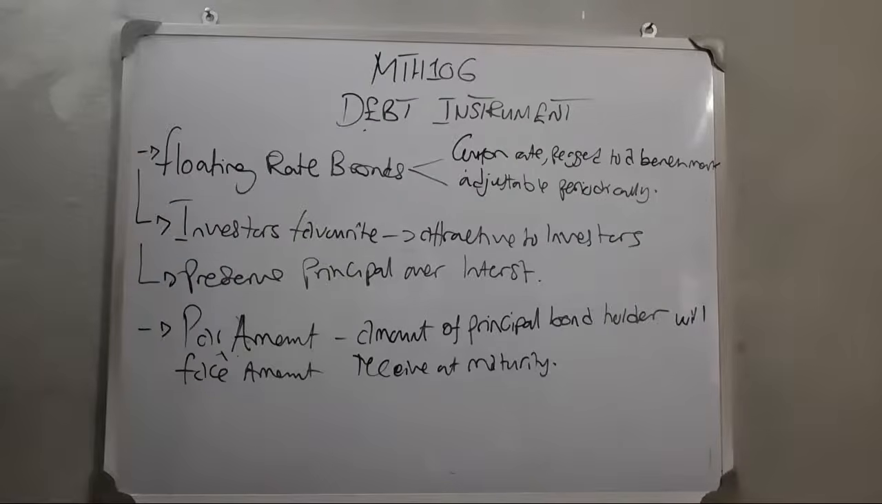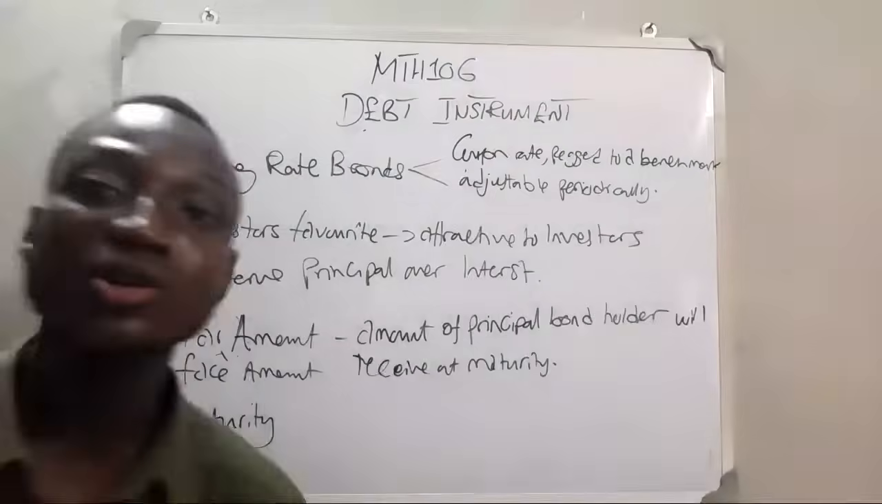Now we have maturity. Maturity date is the specific day, month, or year that the bond issuer is obligated to pay back. We call them the onigbese, the people that are owing.